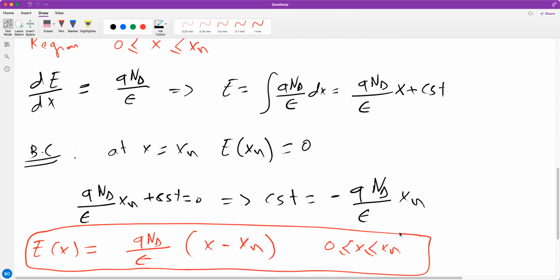So what we just did, we just calculated the expression of the electric field in the depletion region when we go from minus xp to xn. Is this clear?